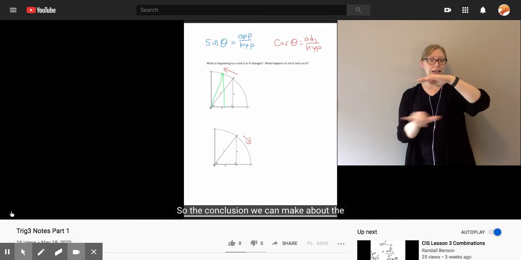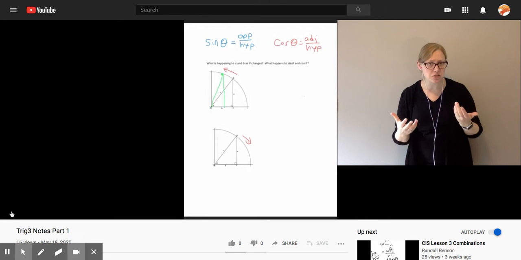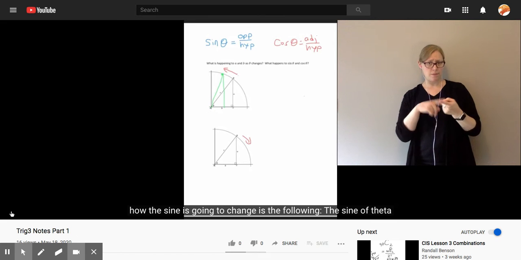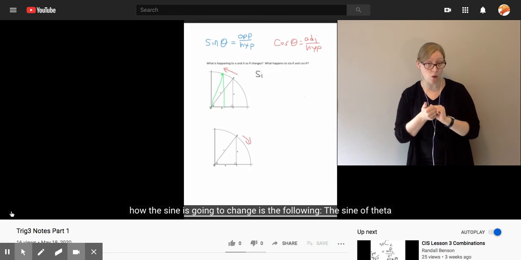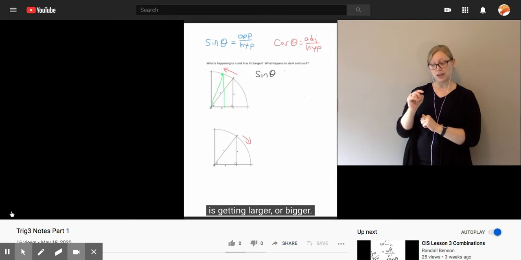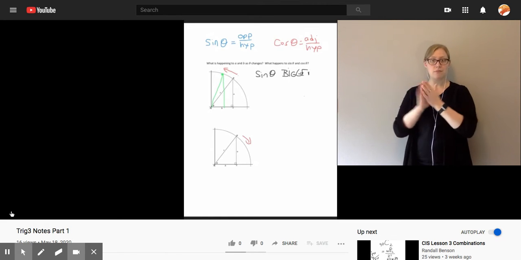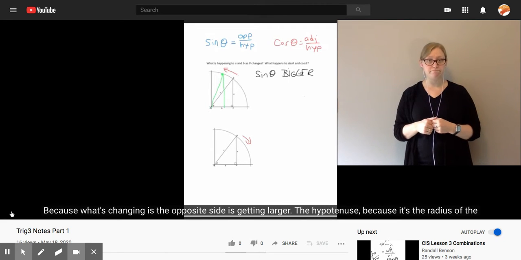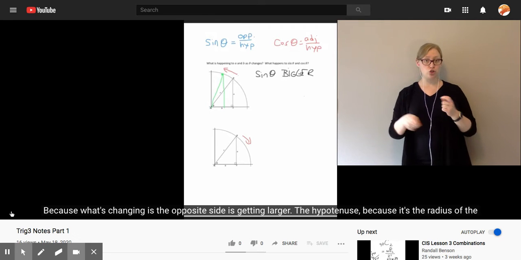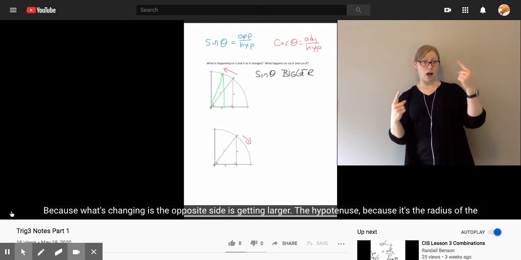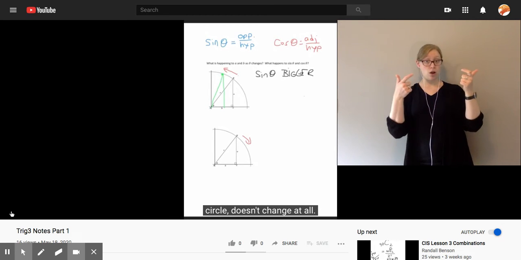So the conclusion we can make about how the sine is going to change is the following. The sine of theta is getting larger or bigger, right? Because what's changing is the opposite side is getting larger. The hypotenuse, because it's the radius of the circle, doesn't change at all.